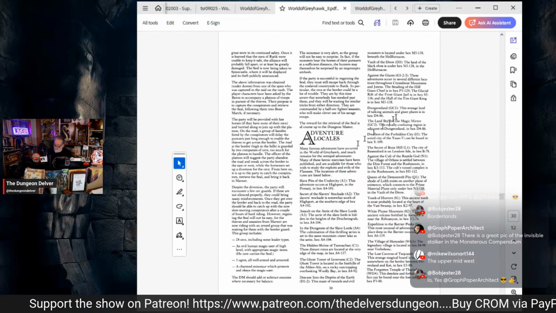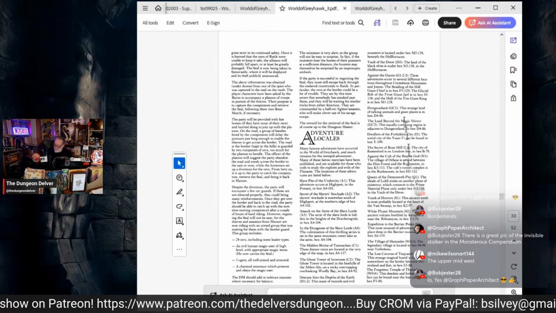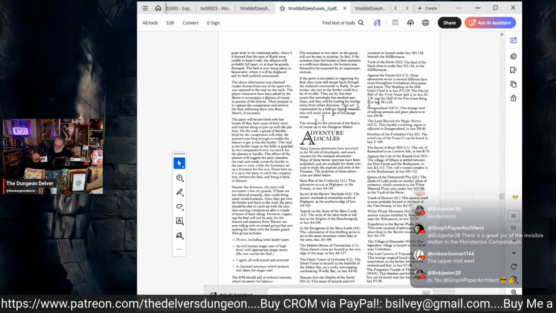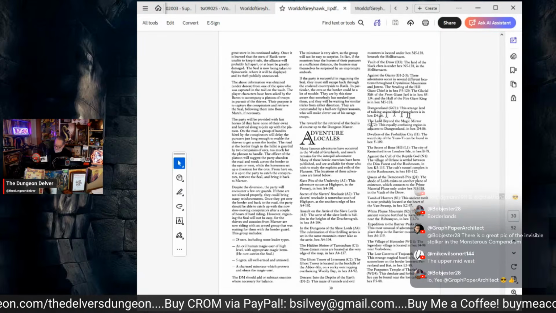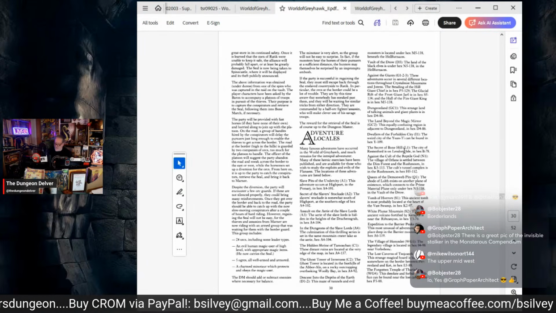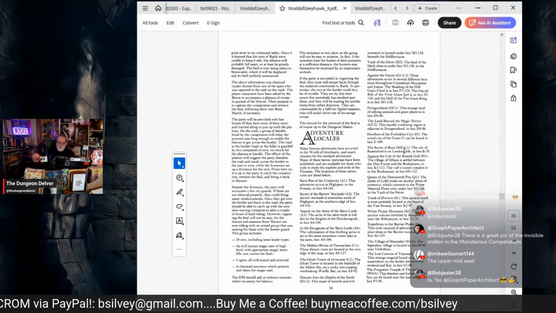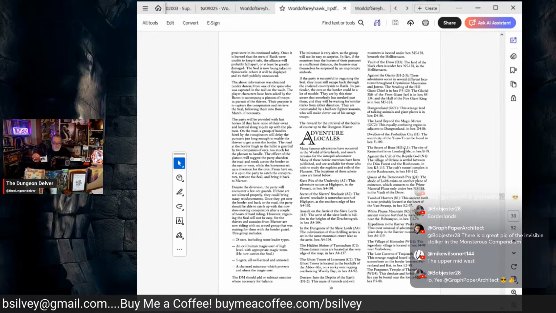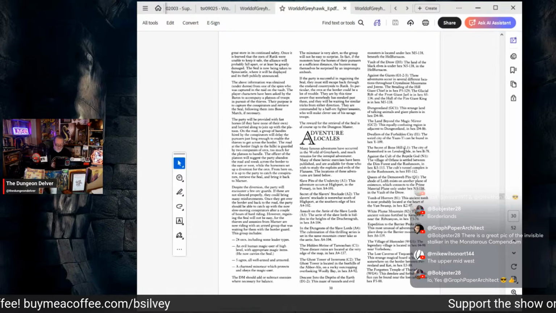But speaking of locations, this is where all of the adventures published so far that are Greyhawk specific take place. It gives you the exact hex where you can put them as a dungeon master.